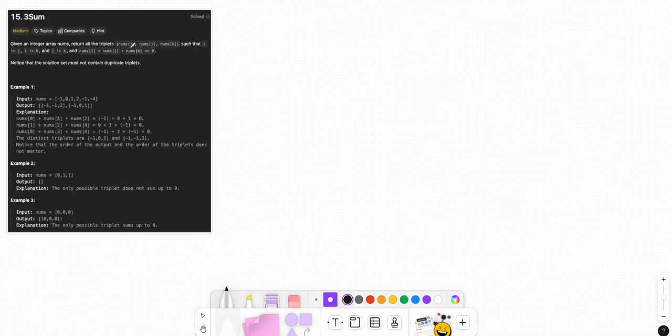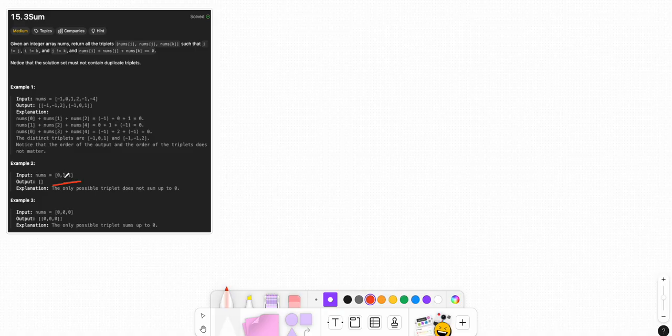The condition is that i cannot be equal to j, j cannot be equal to k, and i cannot be equal to k either, right? The indexes must all be different, so we cannot use the same index multiple times. Now, let's look at an example.